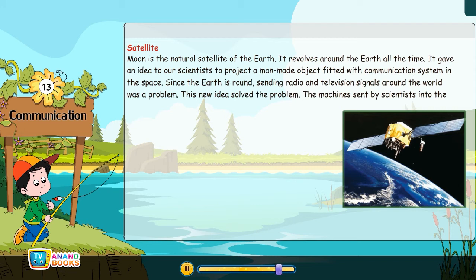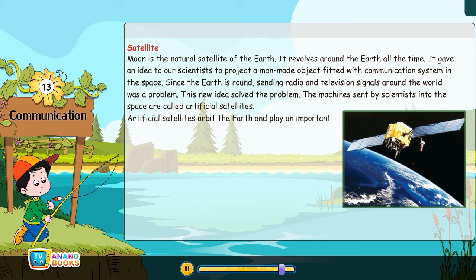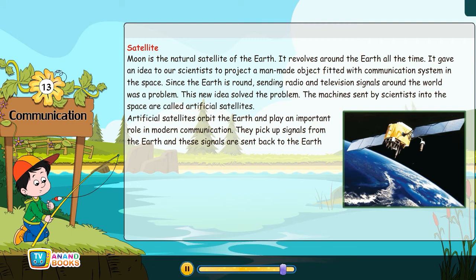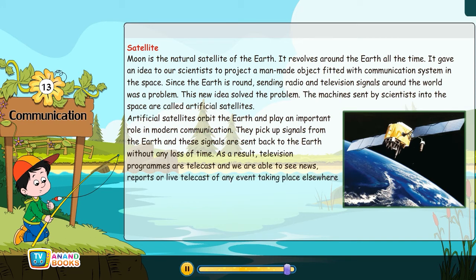The machines sent by scientists into space are called artificial satellites. Artificial satellites orbit the Earth and play an important role in modern communication. They pick up signals from the Earth, and these signals are sent back to the Earth without any loss of time. As a result, television programs are telecast and we are able to see news, reports or live telecast of any event taking place elsewhere in the world.